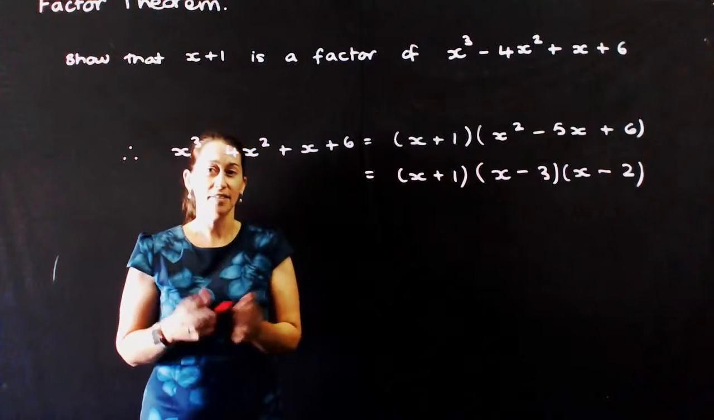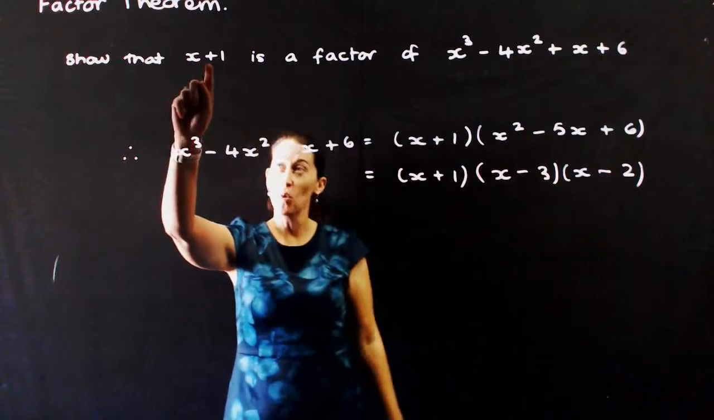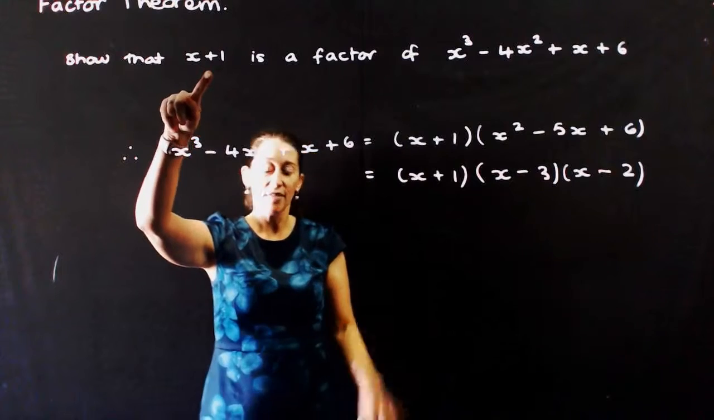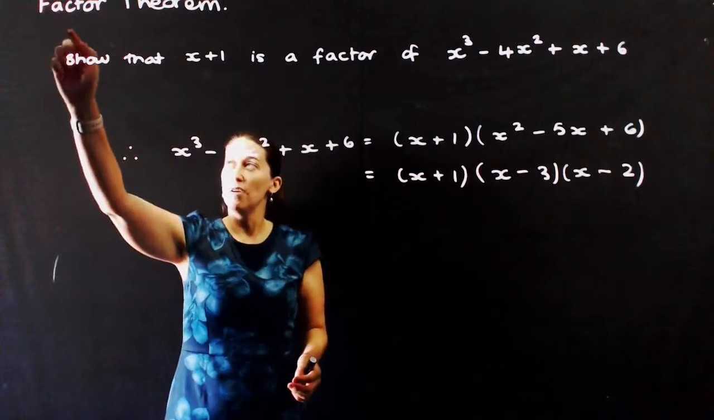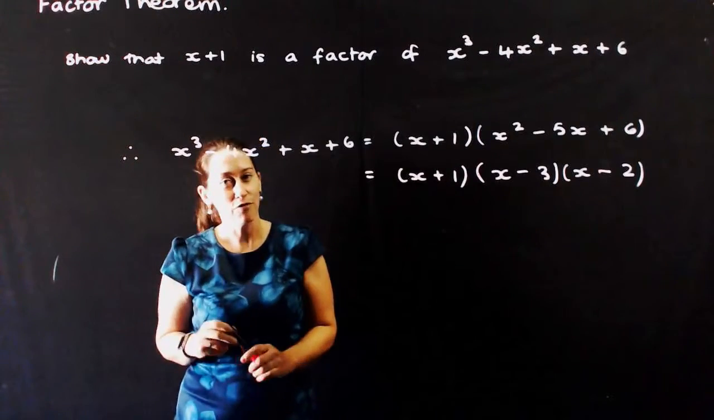Now, you might be saying to yourself, well, in this question, we were given one of the factors. What happens if we're not given one of the factors? You'll have to watch my Factor Theorem Part 2 video to find out that.